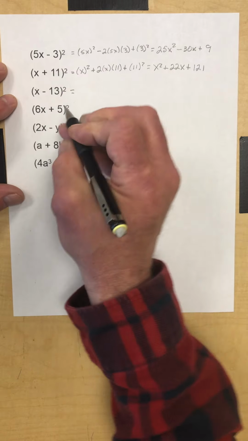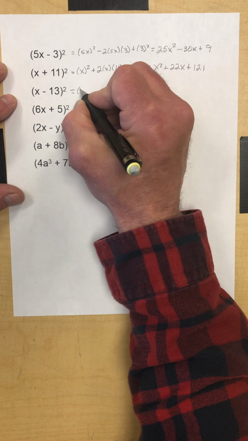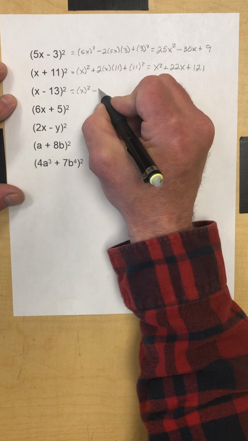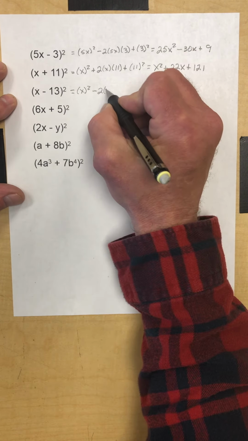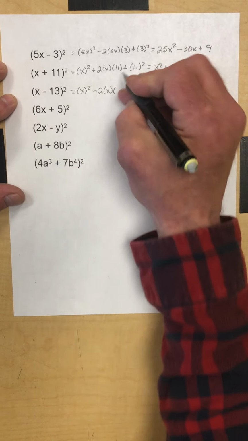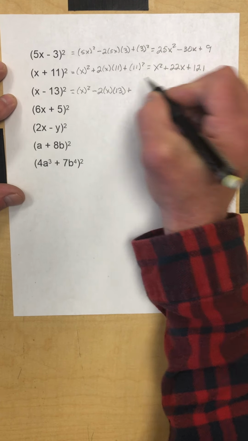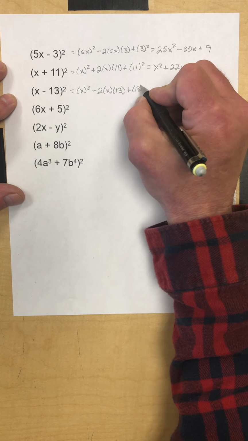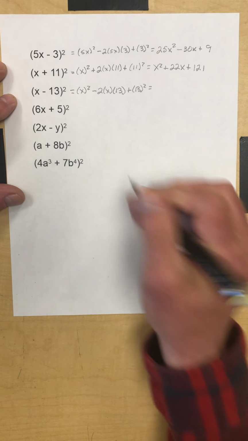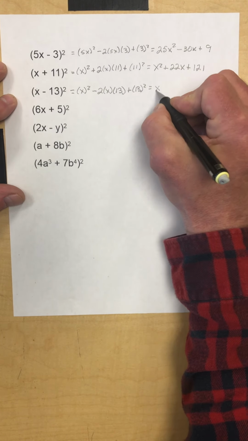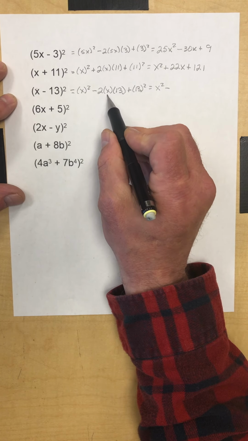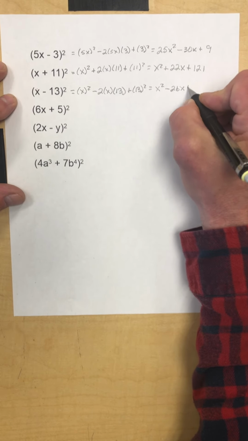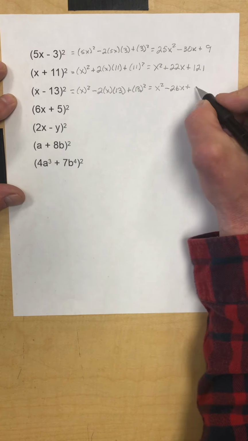Okay, same thing here, take the first term, square it, take the x squared, bring the sign over for the middle term. Middle term is always 2 times the first term, which is just x, times the second term, which is 13, plus, always plus for the last term, second term squared, 13 squared, and then once again simplify. So let's see, we're going to get x squared minus 2 times x times 13, well, that'd be 26x, plus 13 squared is 169.